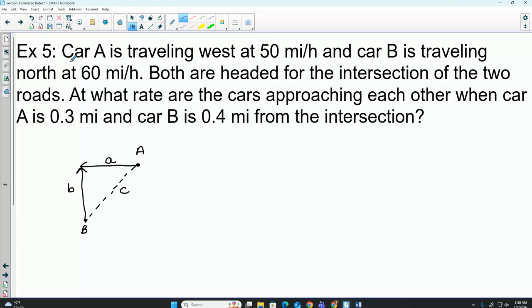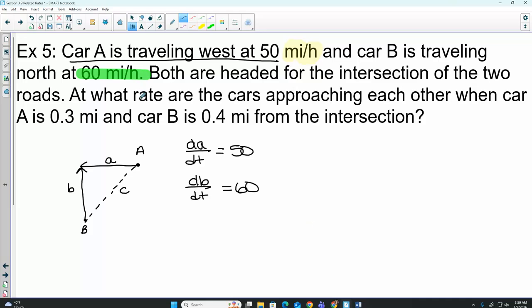Okay, so if car A is going 50 miles per hour, anytime I see a rate, I know it's the derivative. It's how A is traveling, so that's the derivative of A. So dA/dt is 50. Car B is going 60 miles per hour, so that means dB/dt is 60.